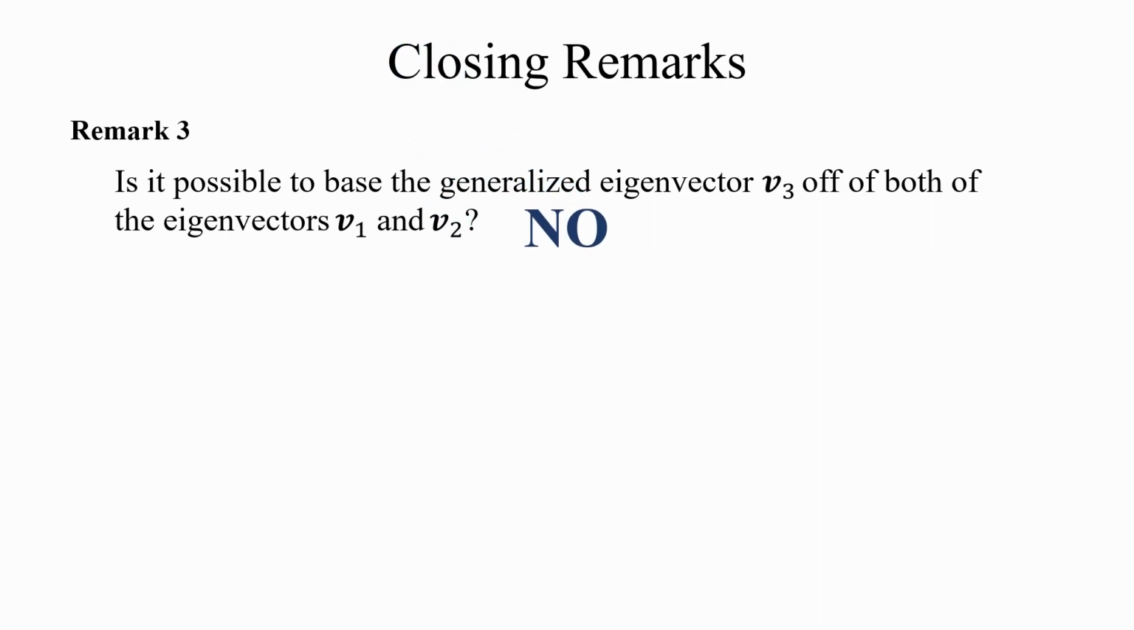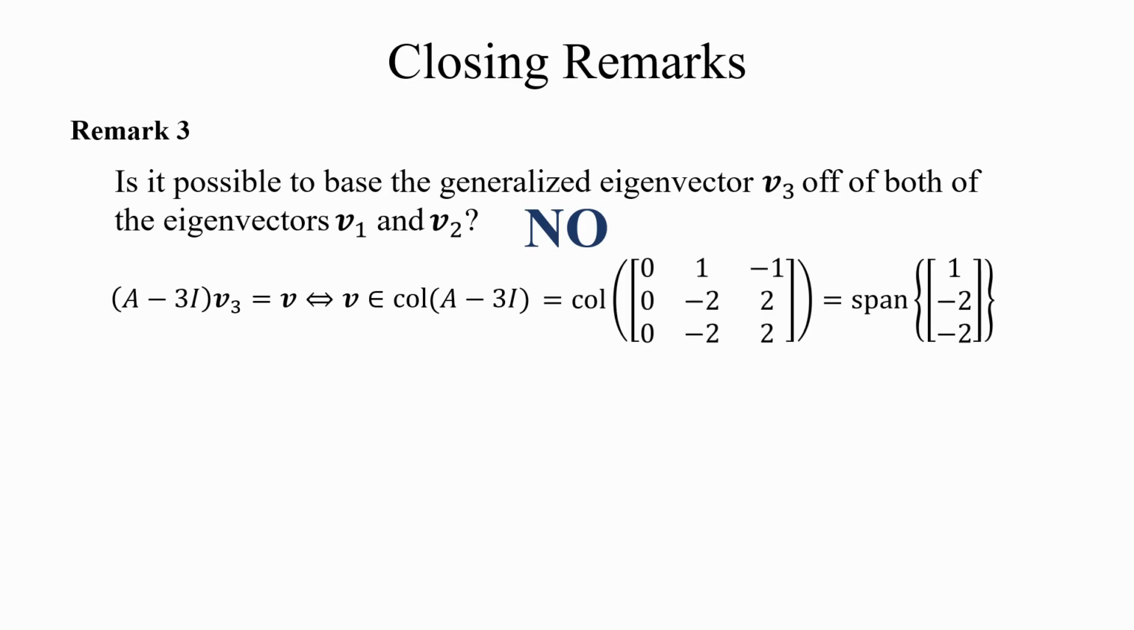And the answer is no. So here's why. Remember that this system has a solution if and only if v is in the column space of A minus 3I. Now that matrix A minus 3I is equal to that one, and the column space of that matrix is just equal to the span of (1, -2, -2). Again, I mentioned why before.